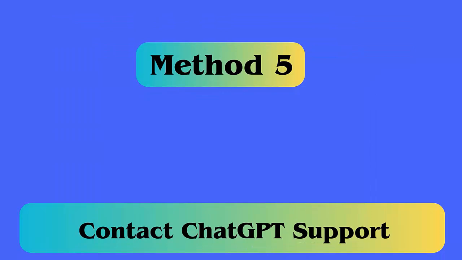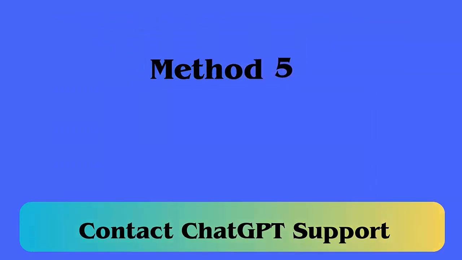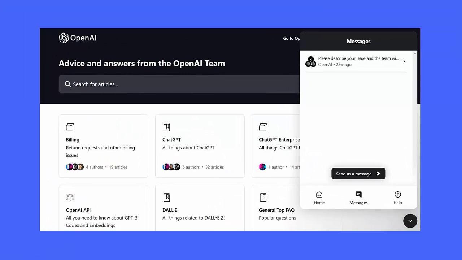Method 5. Contact ChatGPT support. When you still face the same issue and don't know what to do, then you should take help from ChatGPT support. Contact the team and explain the issue you are facing, hopefully they will resolve it from their end.